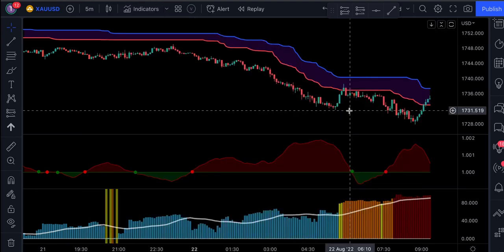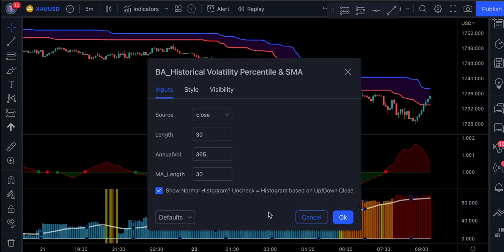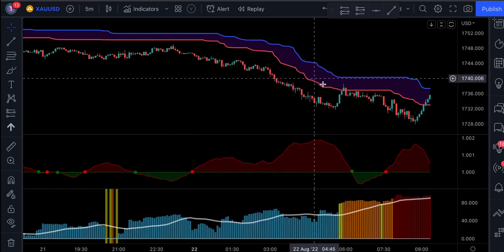I also added a third indicator, which is called BA Historical Volatility Percentile with SMA. The settings are on default, and the high and low indicator settings are the same.